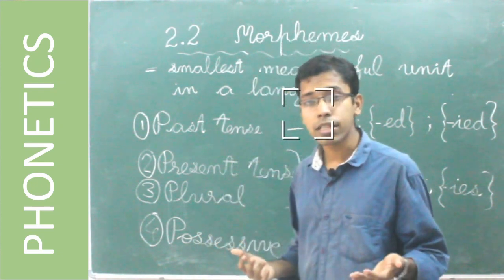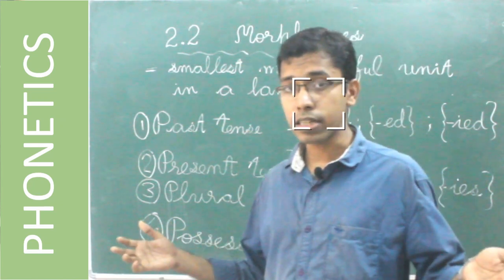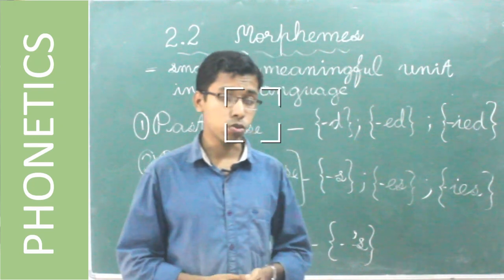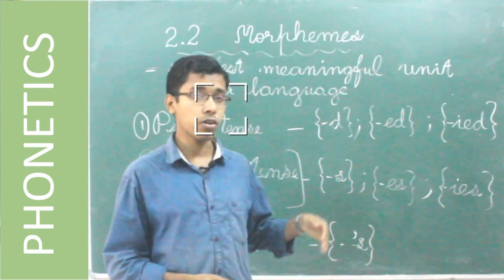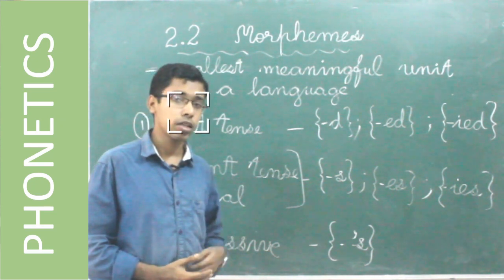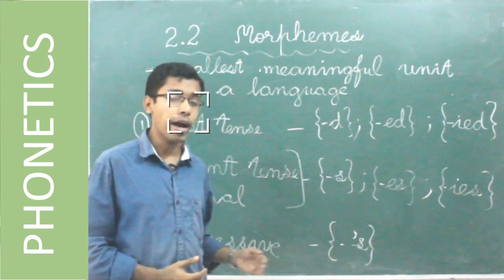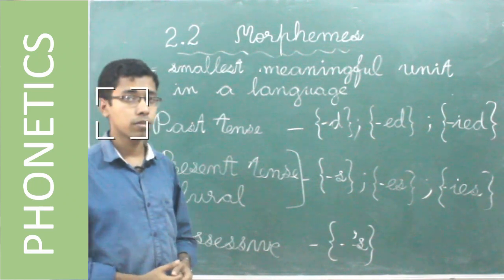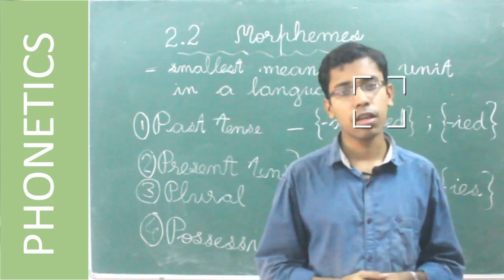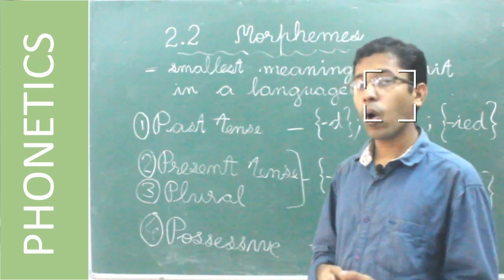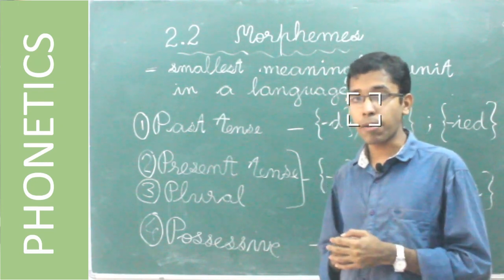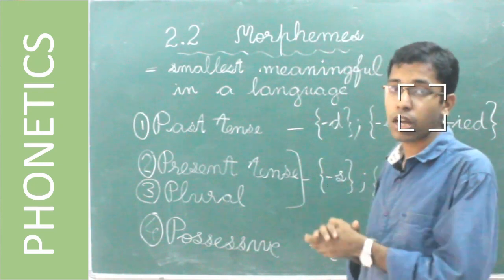There are various kinds of morphemes, but we discuss only four morphemes that are very much useful for us. They are past tense morpheme, present tense morpheme, plural morpheme, and possessive morpheme. Do you still have any doubt? Might be. How do we identify a morpheme? That may be your doubt. We identify a morpheme by the end of the word.